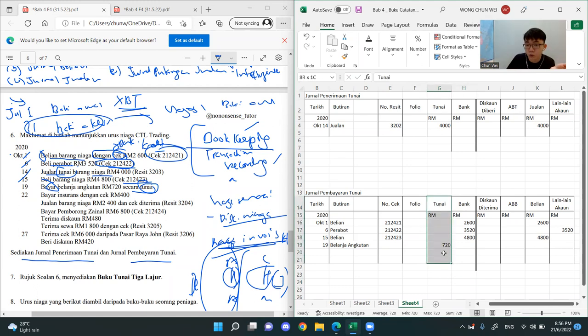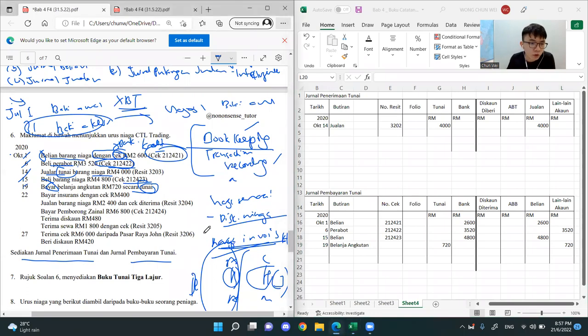Okay, so if it is tunai, then tunai. If it is cek, then under bank. Okay, so this 720 ringgit, for what? Is it discount? No, bukan discount. Is it account belum bayar? Bukan account belum bayar. Is it belian? Bukan belian. Belanja angkutan. So therefore, it will be under the lain-lain account. 720. Okay, now 19. If you can understand, give me 19 in the chat box. 19. Okay, you guys are fast. Good. Okay, after 19, we move on to 22.